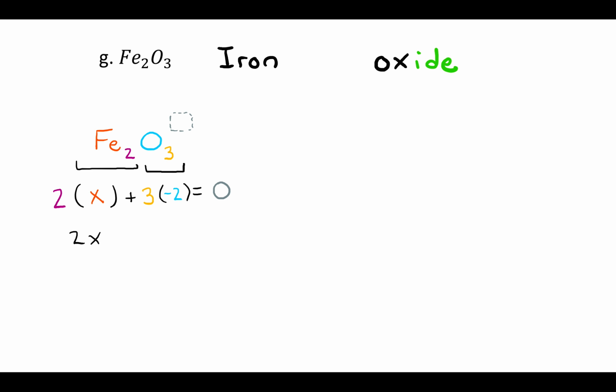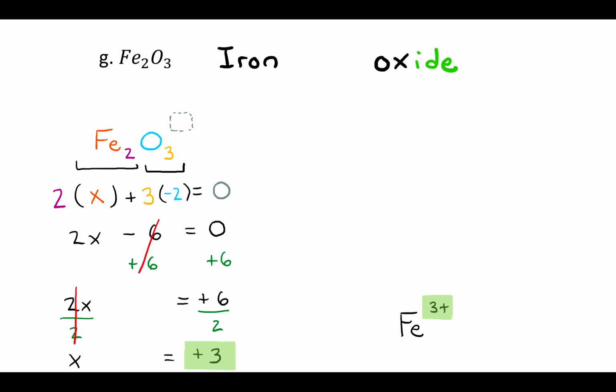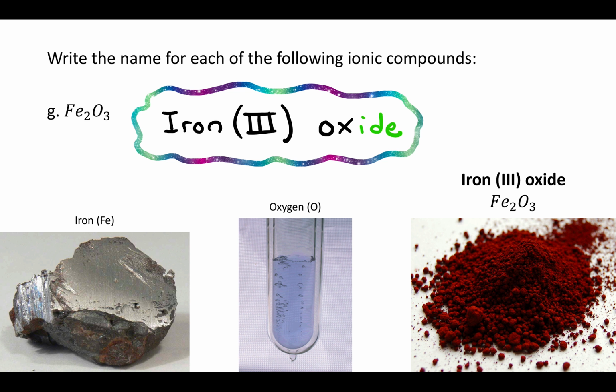So I have 2x minus 6 equals 0. Add 6 to both sides, it cancels on the left. We have 2x equals +6. Divide both sides by 2, cancels on the left, and you have x equals +3. That +3 is the charge on iron in this compound. And so we're going to list that as a Roman numeral in parentheses after the iron in the name. So Fe2O3 is called iron(III) oxide.